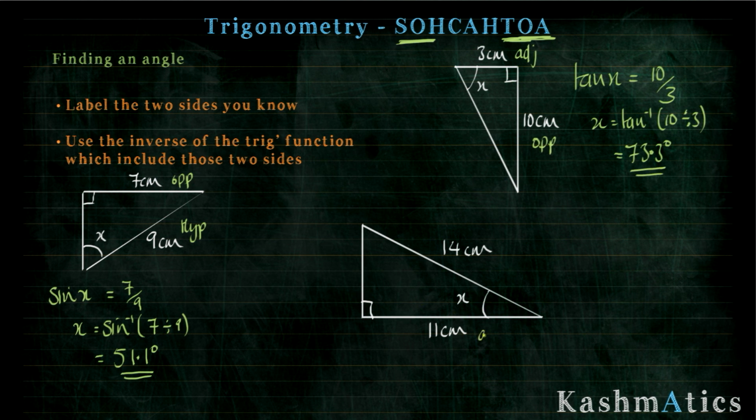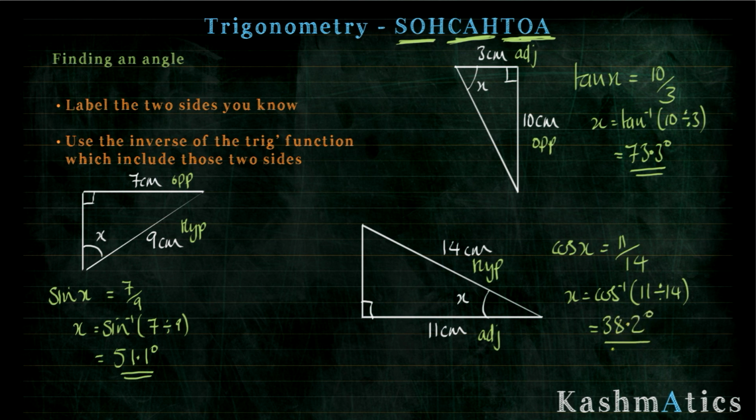And one last one, let's see what we have here. We've got the adjacent side here, and we've got the hypotenuse here. So that's the cosine. So cos x equals 11 divided by 14. So x equals the inverse cos of 11 divided by 14, which equals 38.2 degrees. Okay, so make some notes from there if you need to, and then we'll move on to some questions.